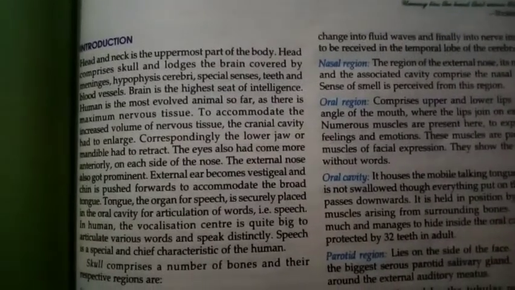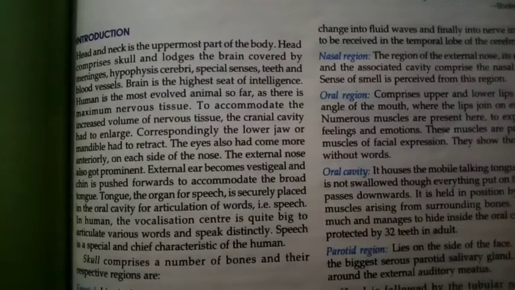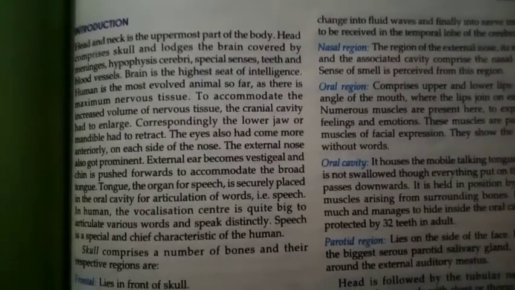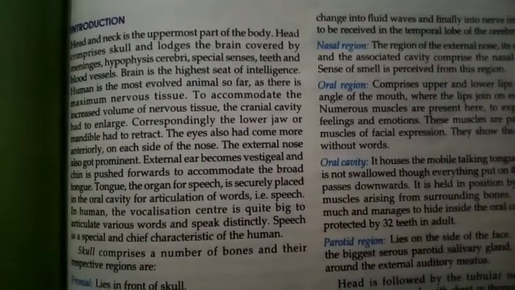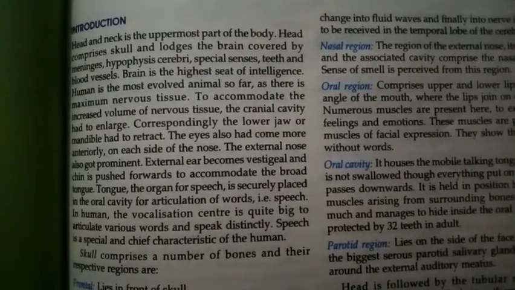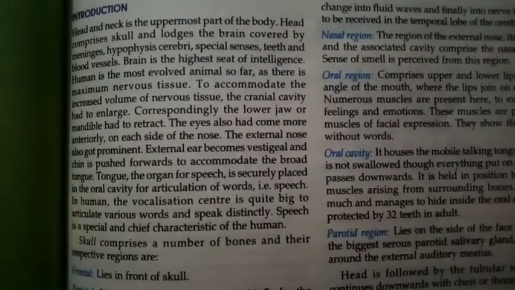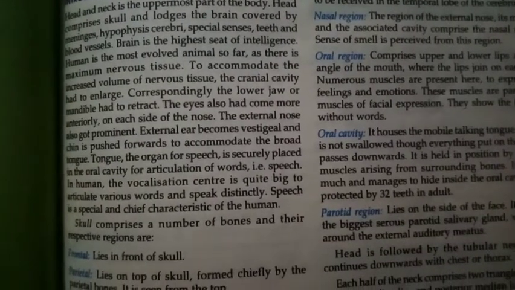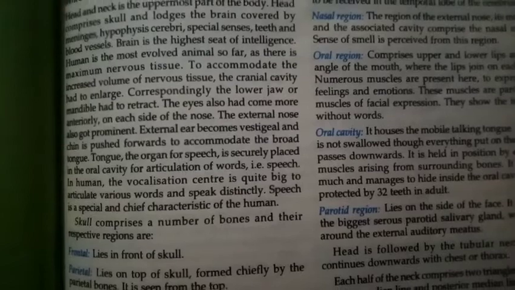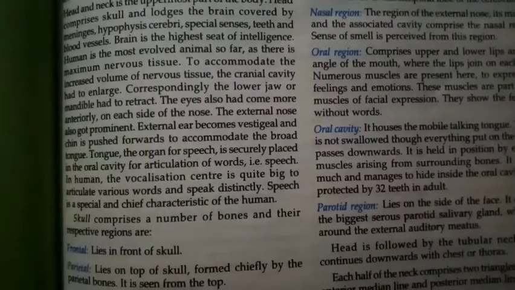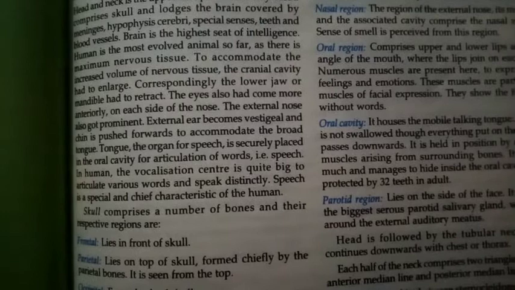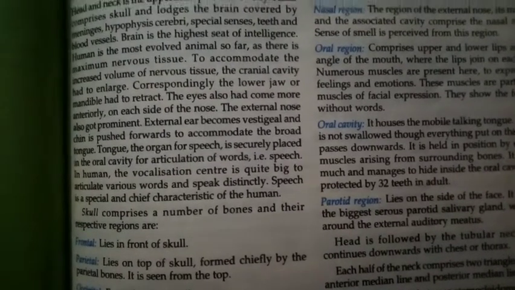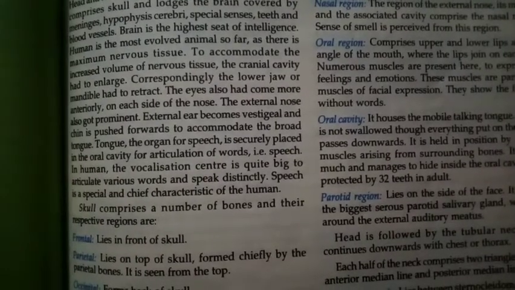When we talk about the brain, the brain is the highest seat of intelligence. As we know, human is the most evolved animal so far, so there is maximum nervous tissue. To accommodate the increased volume of the nervous tissue, the cranial cavity had to enlarge. Correspondingly, the lower jaw or mandible had to retract. The eye also had come more anteriorly on each side of the nose. The external nose also got prominent. External ear became vestigial and chin is pushed forward to accommodate the broad tongue.